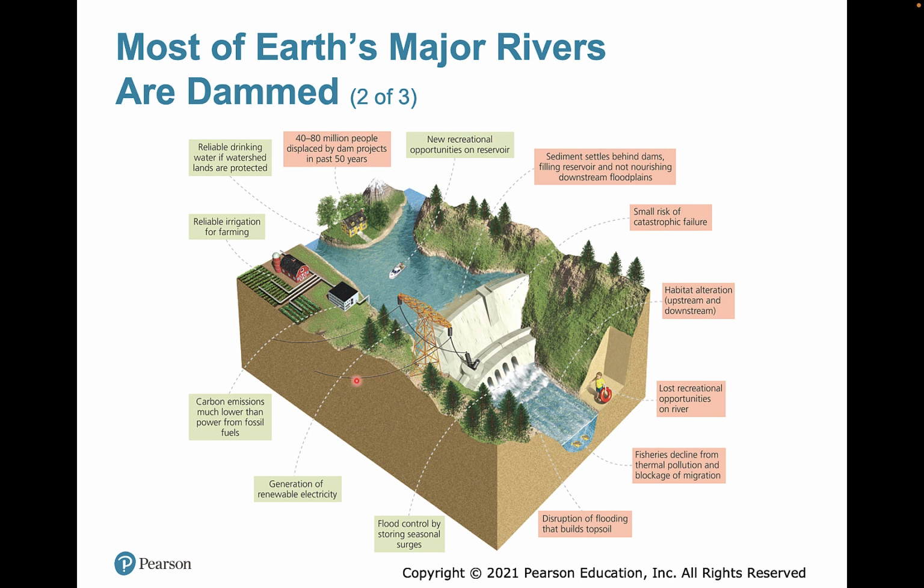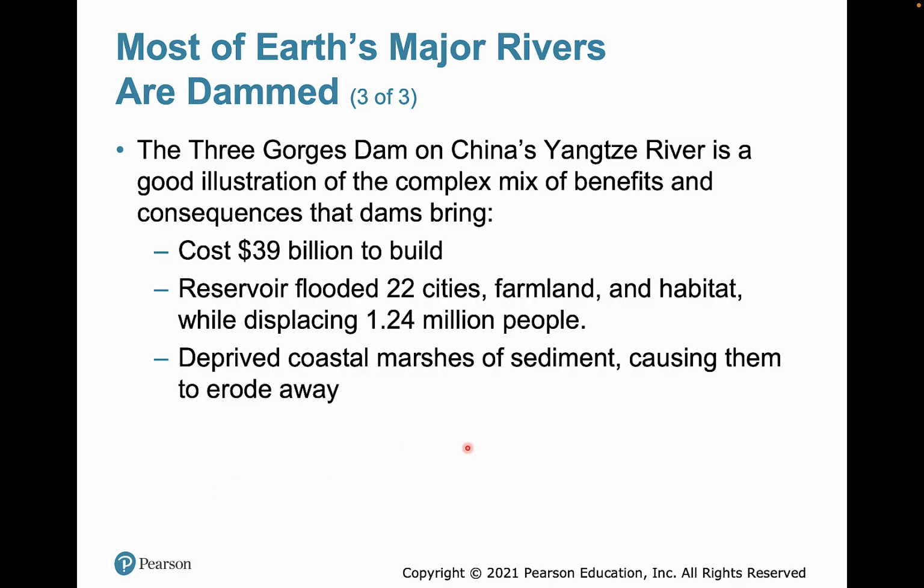So it's a lower environmental impact than some other forms of electricity generation, particularly from using fossil fuels. So the Three Gorges Dam is one of the examples of the dams. There are pros and cons. It cost $39 billion to build, so it was really expensive. It's over a mile across.